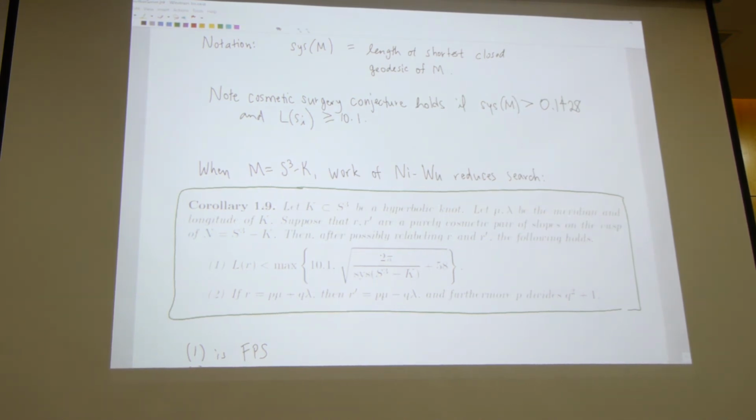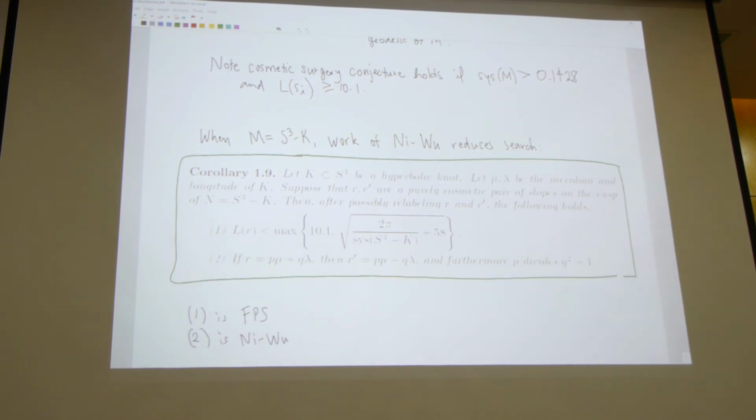So number one, the length of the first slope has to be less than this maximum. This comes from our theorem that I just showed you. And number two, this comes from Ni and Wu, you get some control on the second slope as well. So R prime is just negative R. And furthermore, you have conditions, so P divides Q squared plus 1. Now this information really gives some pretty serious restrictions on slopes, possible counterexamples to the cosmetic surgery conjecture.